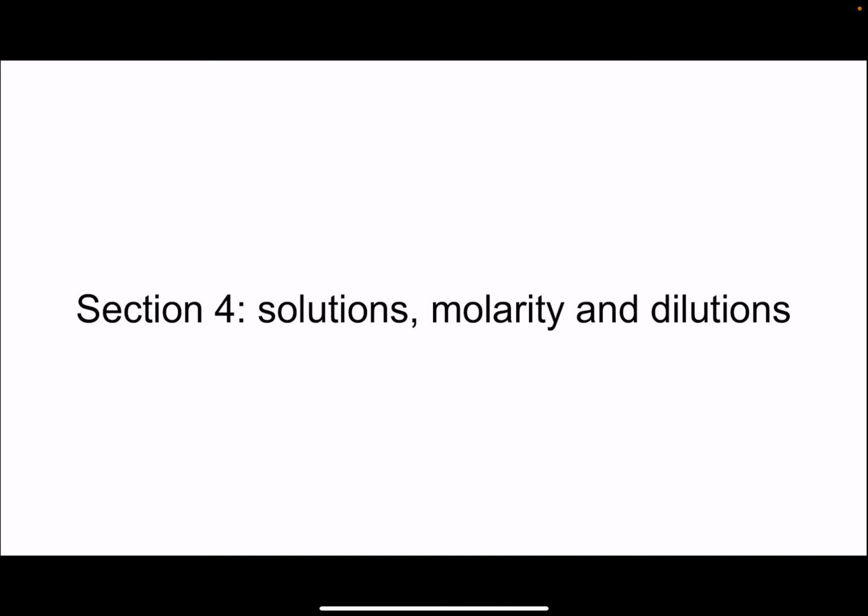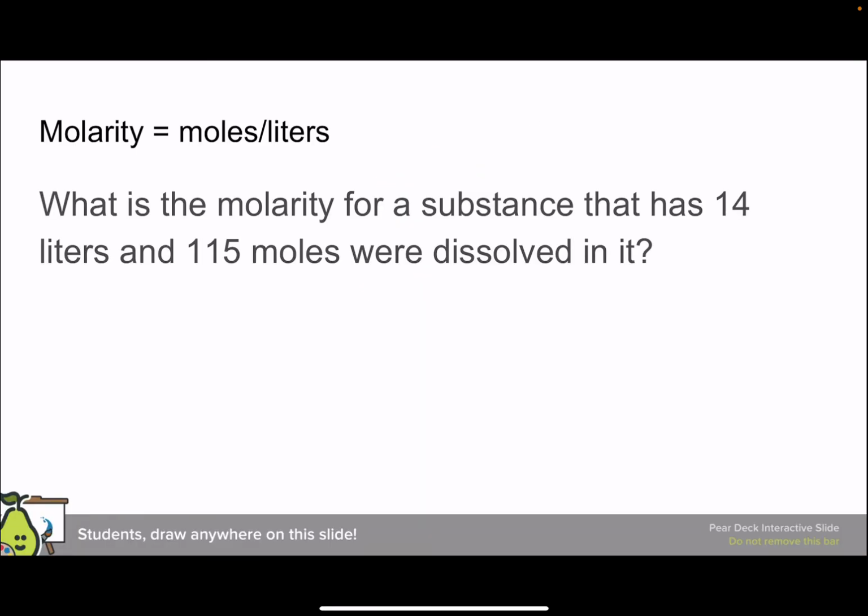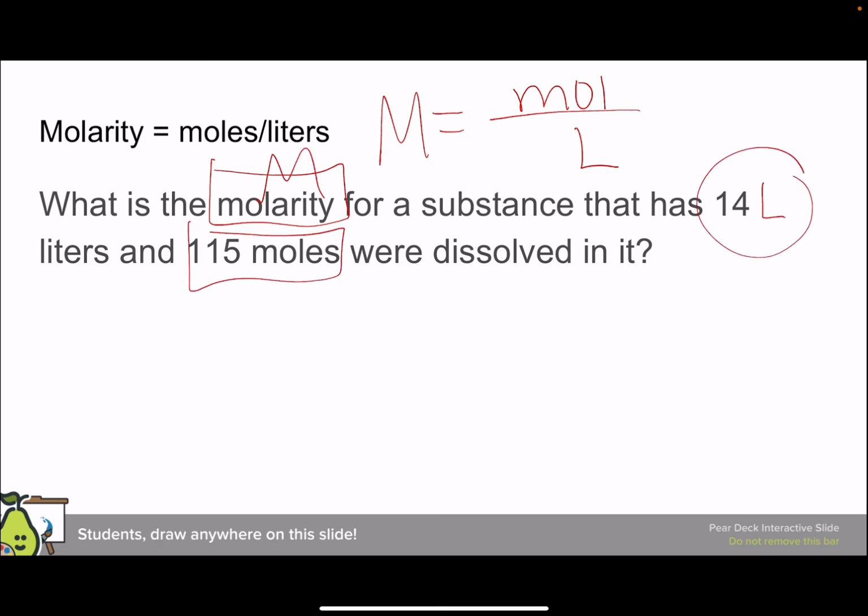Now, our final section is more about molarity and dilution, so you'll see this solutions part come more with our Kahoot review the next day. So molarity is equal to our moles divided by our liters of solution. So what is big M, our molarity, for one that has 14 liters and 115 moles? So we will need a calculator out for this.